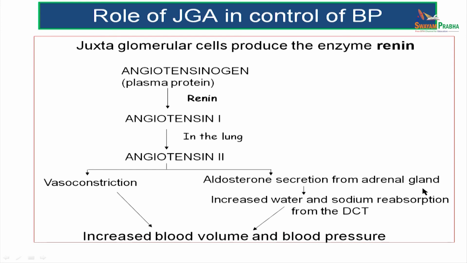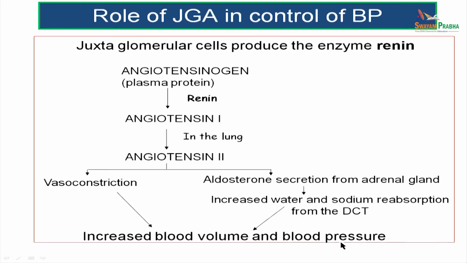Stimulates the adrenal cortex to produce aldosterone. As you all know, aldosterone will cause increased water and sodium reabsorption from the distal convoluted tubule. Again, this in turn increases the blood volume and blood pressure. So, whenever the blood pressure falls, the juxtaglomerular apparatus is going to be in action, and that results in increase in blood volume and blood pressure.